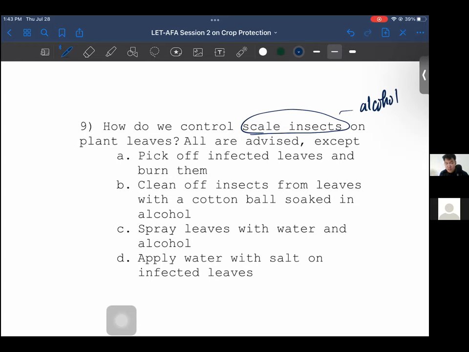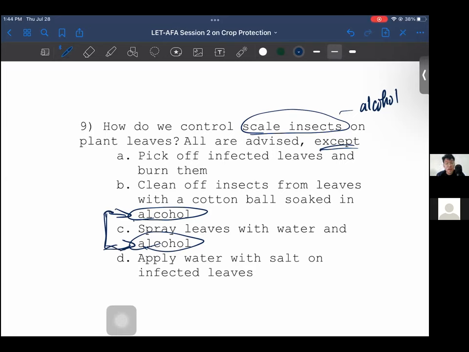The difference lang between the choices, actually kita mo na yon sa choices pa lang kasi we are looking for, except. So, alin dito yung hindi kasali? So, dahil yung letter B tsaka letter C ay meron nang alcohol, pwede siya, in controlling insects lang, ha? Tama na itong dalawa.